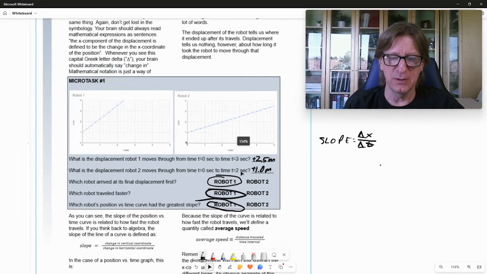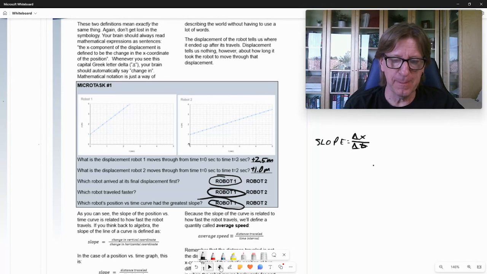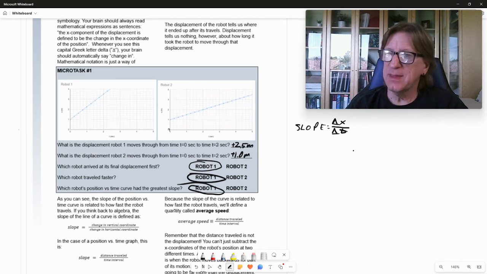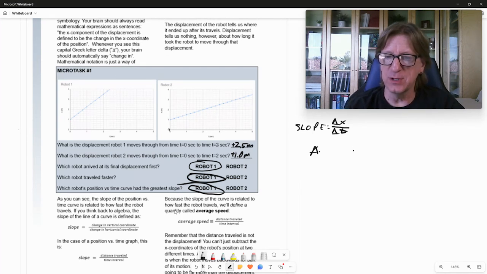And let's zoom out here just a little bit. All right, so we define the average speed, and we're being very careful to call this the average speed. I'm going to use a V with no vector sign.